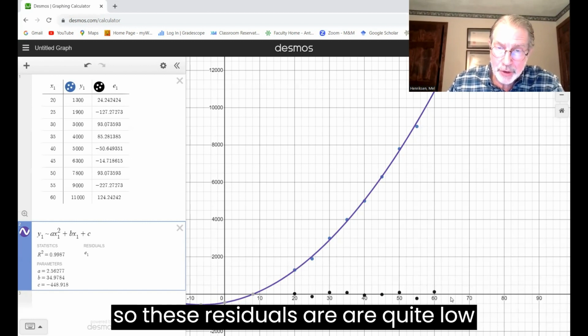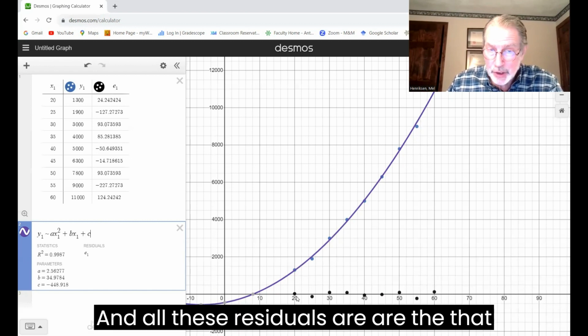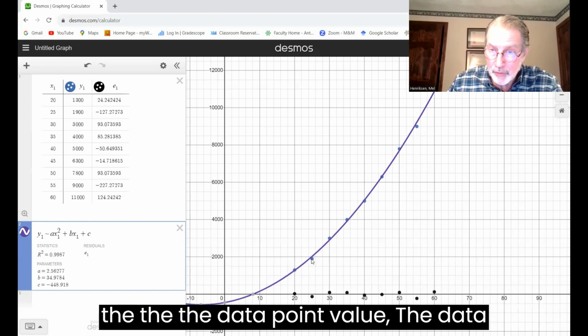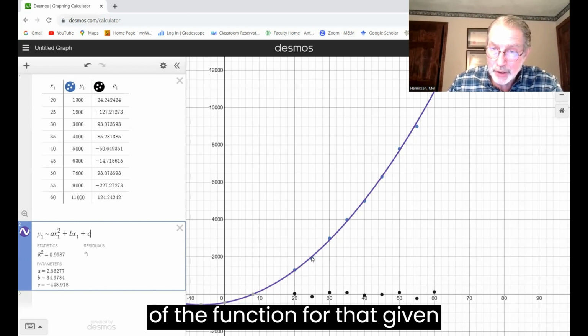And so these residuals are quite low compared to the values of the points, right? And all these residuals are the y values by which the data point y value differs from the y value of the function for that given x value.